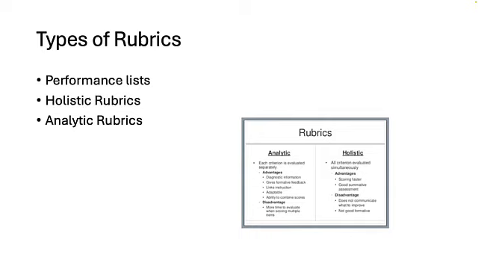Holistics are all criterion are evaluated simultaneously. The advantage is you score it faster. It's good for summative assessments. The disadvantage is it does not communicate what needs to be improved because the criterion are evaluated simultaneously. They're not pulled apart, if you will. And it's not good for formative assessments. So it is what it is.